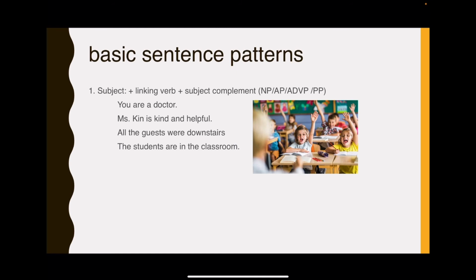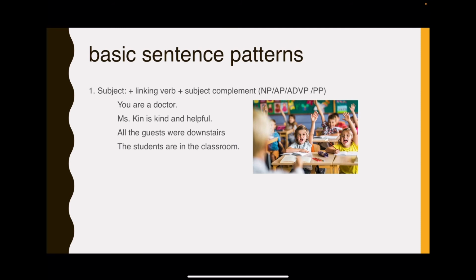We normally start with the subject, as you know. So there should be a subject and then a linking verb. Can you still remember the linking verb? That can be the verb to be in any tenses, right? Or it can be a word like seem, like the word sound, the word taste.